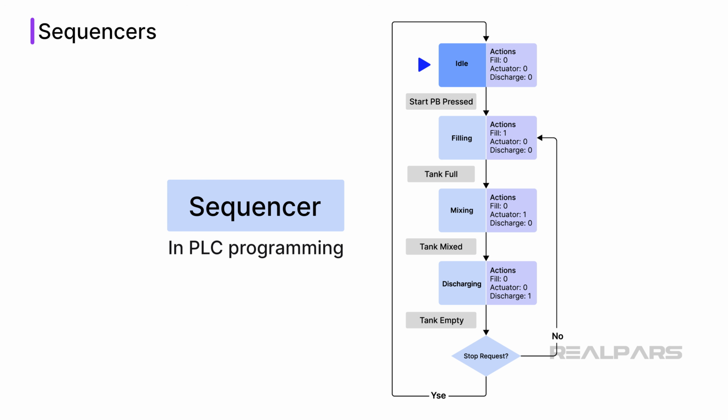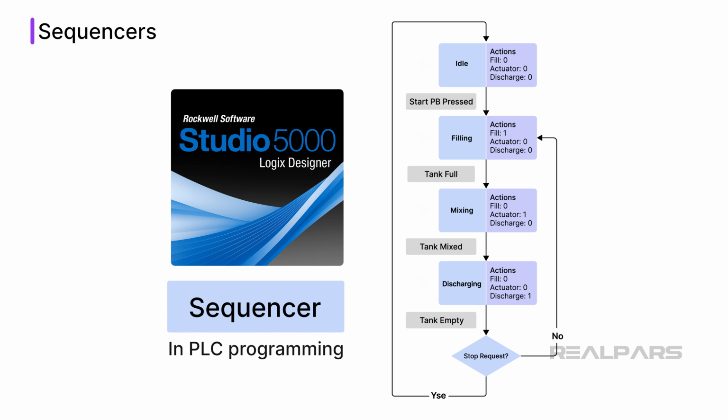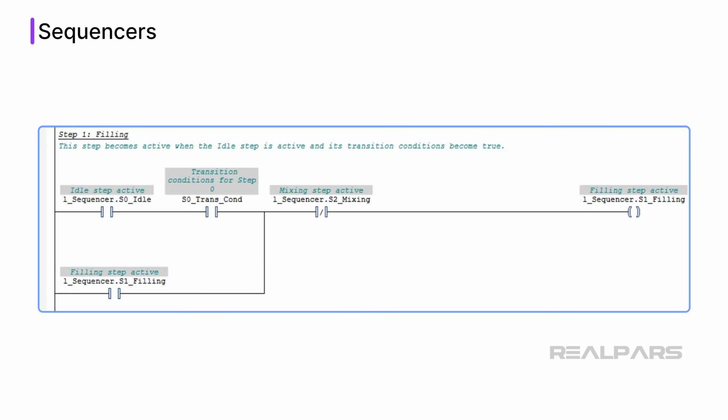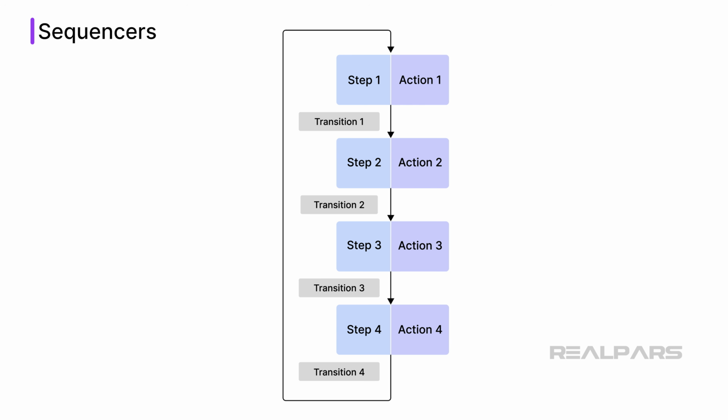A sequencer is a piece of code that is used to control a sequential process. Some programming environments, like Rockwell Automation's Studio 5000 Logix Designer, have dedicated instructions for controlling sequencers. But most PLC programmers write the logic for a sequencer from scratch. A sequencer can be a very simple or very complex piece of code, depending on the process being controlled. Regardless of its complexity, all sequencers are fundamentally built from the same components. The components used to build a sequencer are steps, transitions, and actions.